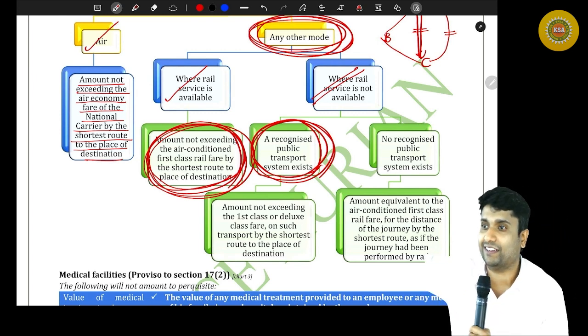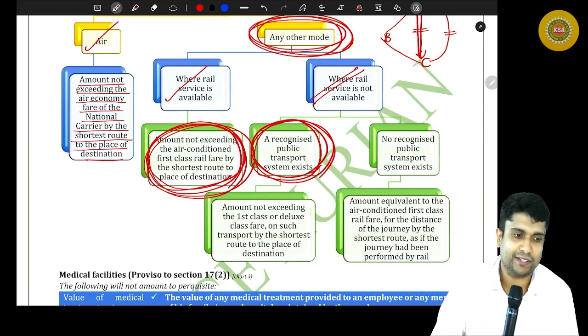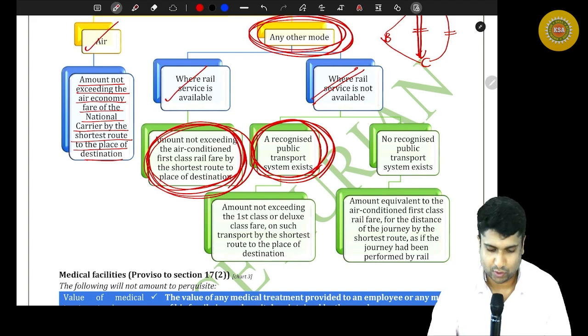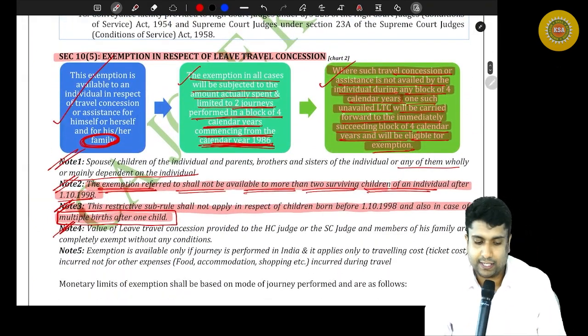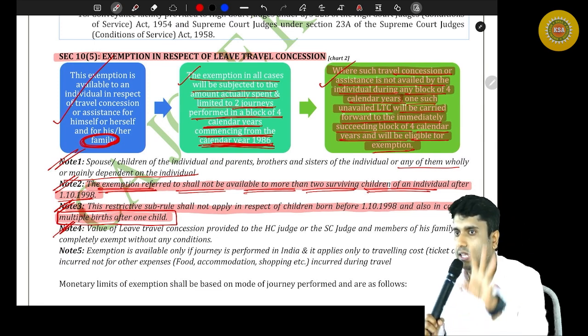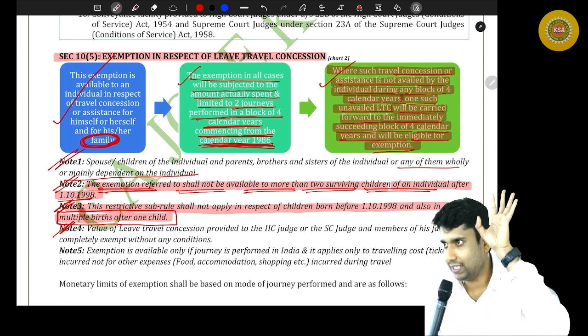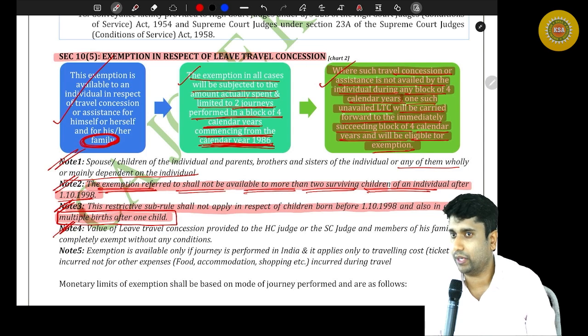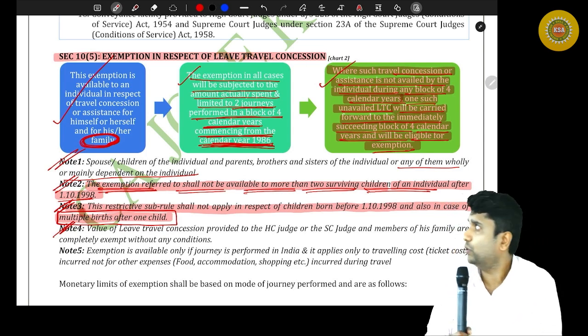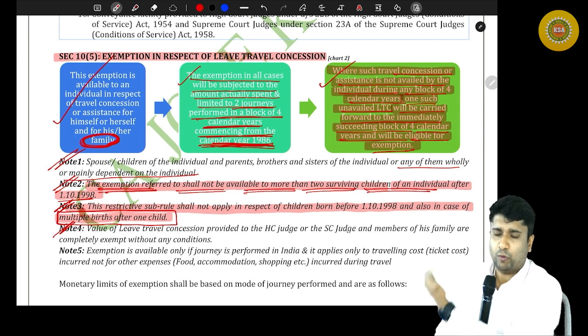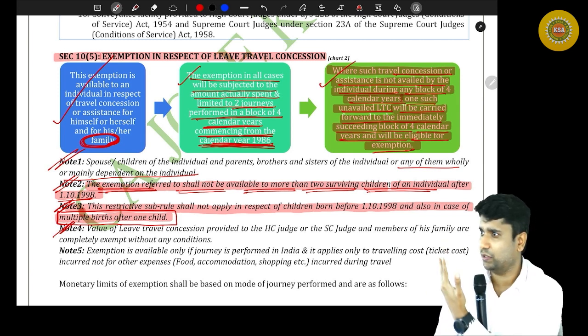Think about leave travel concession. Now, coming back to the point. Friends, listen. We were discussing Section 10(5), that is the exemption in respect of the leave travel concession. I hope it is clear. There are a lot of conditions in that. You should remember all the conditions, because normally they used to ask adjustments in relation to this particular exemption.